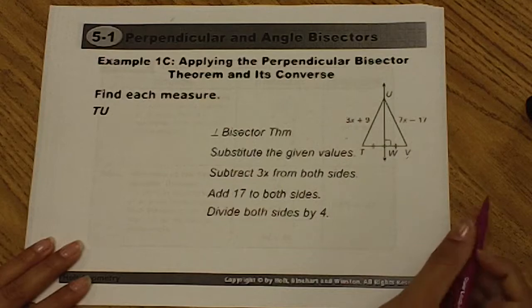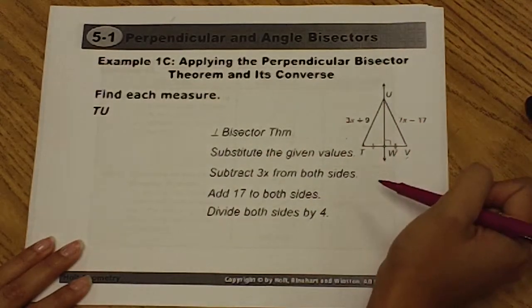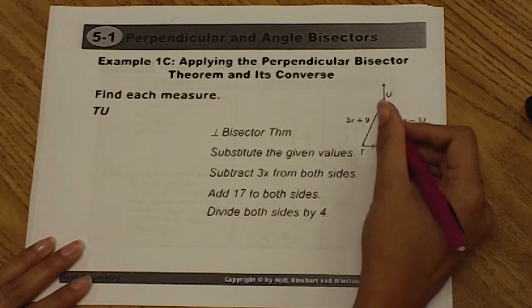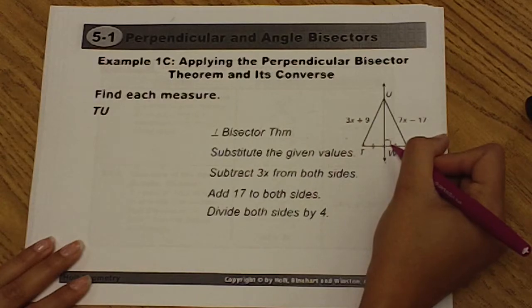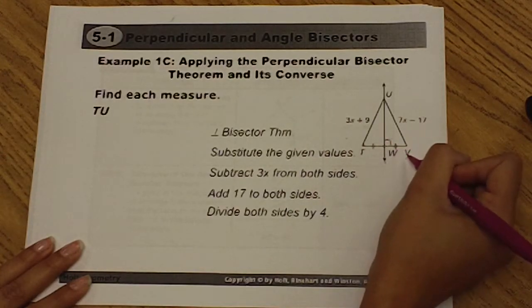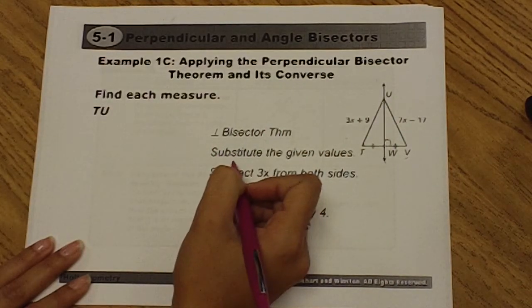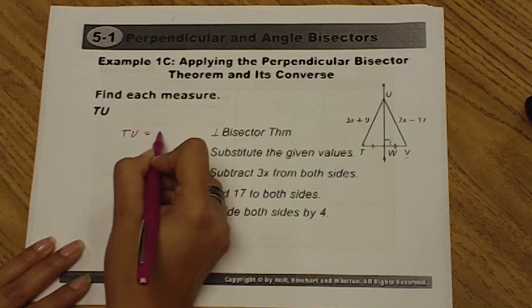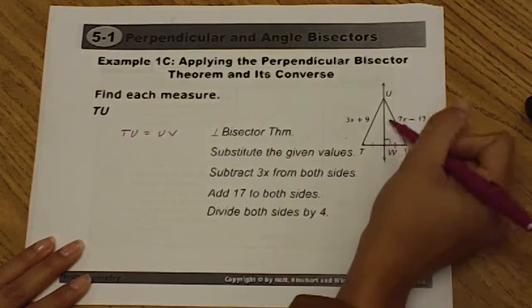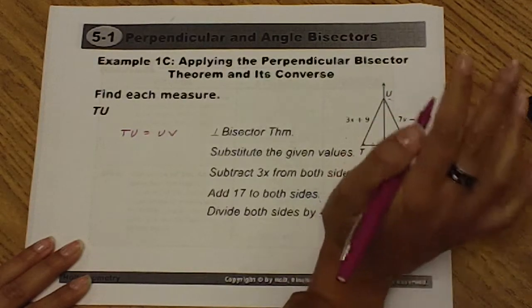Example 1C. Now we need to find the measure of TU. I have TU here. That's the one that I'm looking for. They already tell me that this is the perpendicular bisector because it's labeled as 90 degrees, and I can see that both of these segments are equal to each other. Because I know that it's a perpendicular bisector, I can use the perpendicular bisector theorem to say that TU is equal to UV. TU is equal to, oh, you know what? I should have written VU.